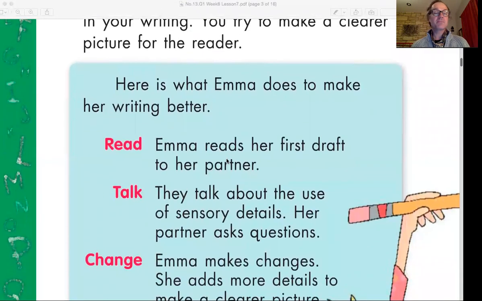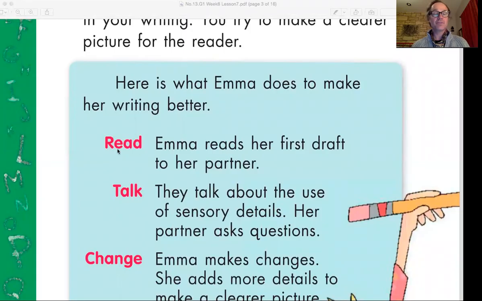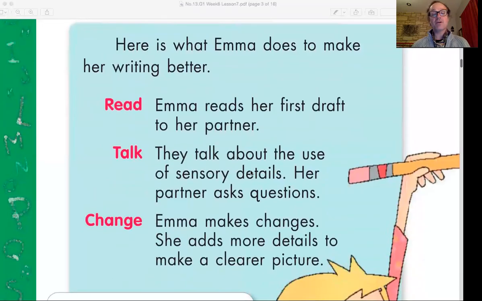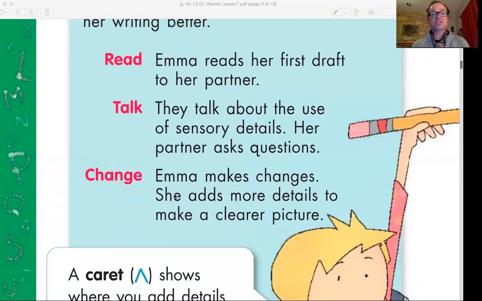Here's what Emma does to make her writing better. Read. Emma reads her first draft to her partner. So she reads it to her partner. And then they talk about the use of sensory details. The sensory details, again, remember, what does it smell like? What does it sound like? What does it look like? What does it feel like? What does it taste like? Her partner asks her questions. Then they change it, and Emma makes changes. She adds more details to make a clearer picture.